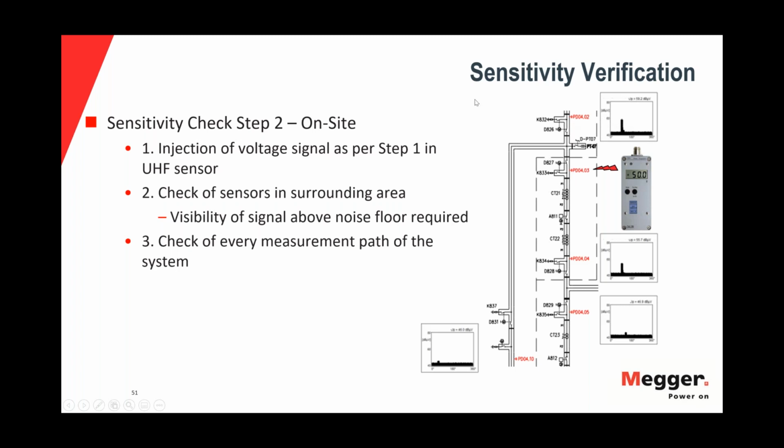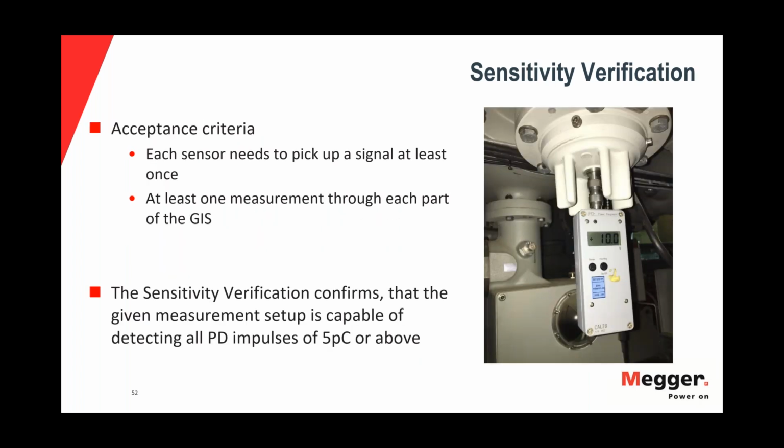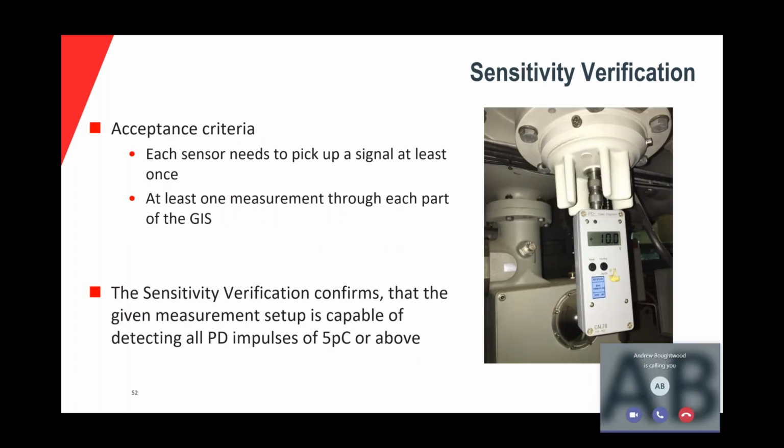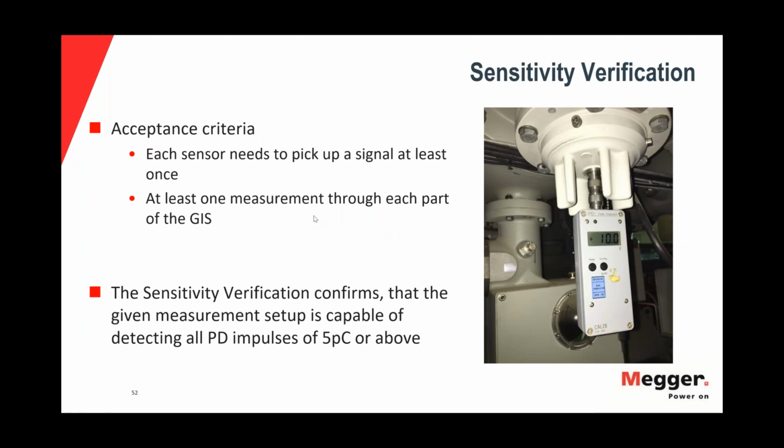So as a step 1, it injects that through the UHF sensor and checks the sensors in the surrounding area, how they measure. They should be measured in a close relation to what was measured at the factory, for example. Okay, so basically each sensor needs to pick up a signal at least once to make sure that all sensors can pick up in a good manner, and at least one measurement through each part of the GIS needs to be done.